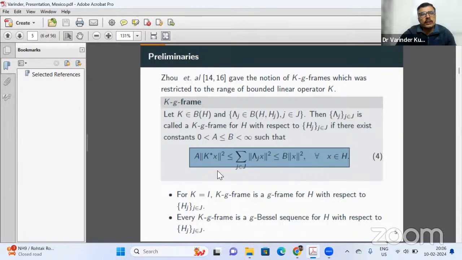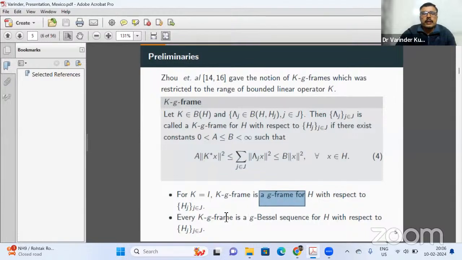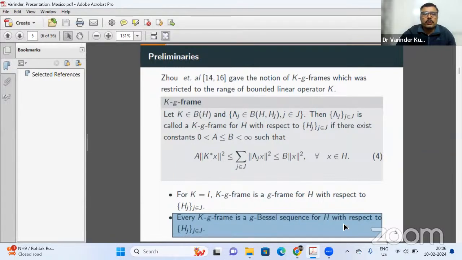If I take K to be the identity operator, then this frame is nothing but a G frame, right? And every KG frame is a G Bessel sequence, because the right-hand inequality holds automatically or trivially by the definition.